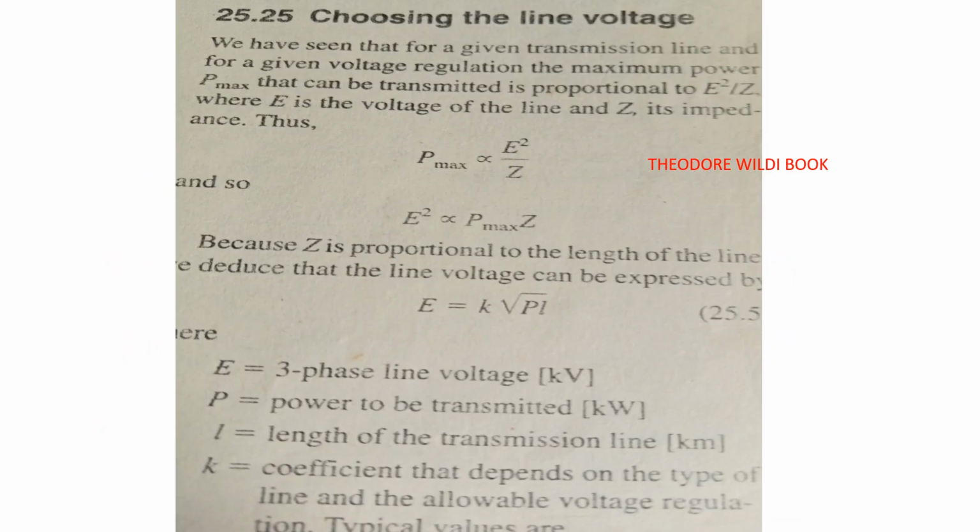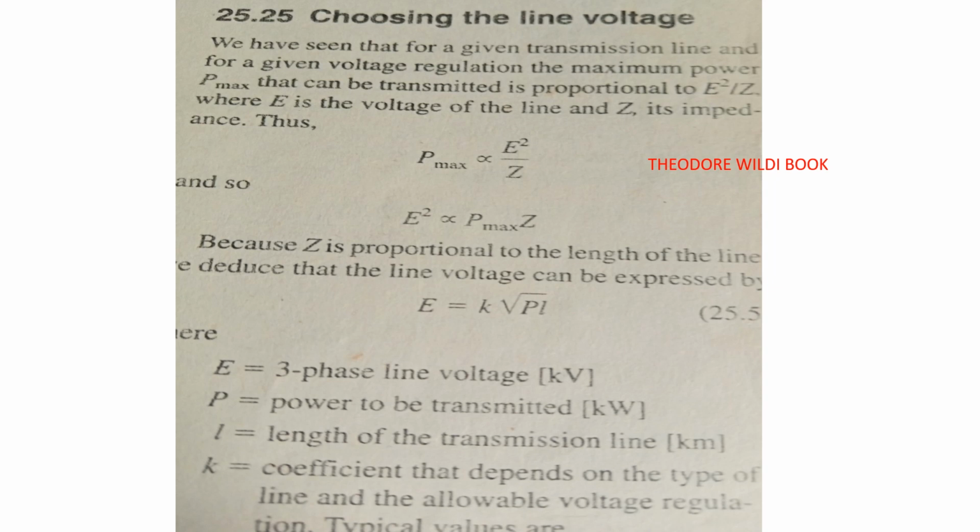Now this is a picture I have taken from the book Electrical Machines, Drives and Power Systems by Theodore Wildi. This is an American book. Here you can see a formula for the voltage. This formula we will discuss in another video. It is very important as well. But here E is equal to K under root PL. P is the power in kilowatt, L is the length in kilometer, and E is the voltage in kV. So this is the formula to calculate the voltage.